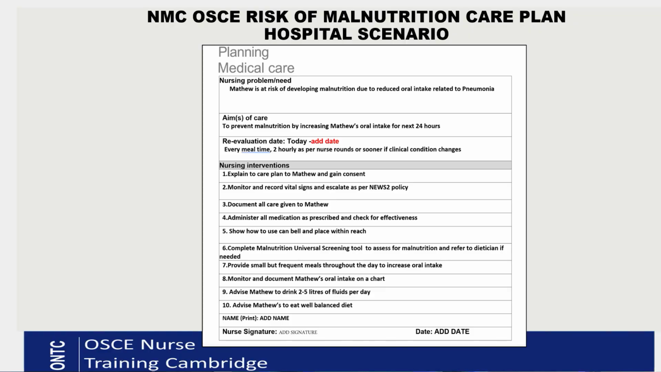So aim of care, remember, is always what you're trying to achieve regarding malnutrition. So if Matthew is at risk of malnutrition, of course our aim should be to prevent malnutrition. So we're going to say to prevent malnutrition for Matthew by increasing his oral intake. So that's how we will write it. We will say, to prevent malnutrition for Matthew and to increase oral intake.